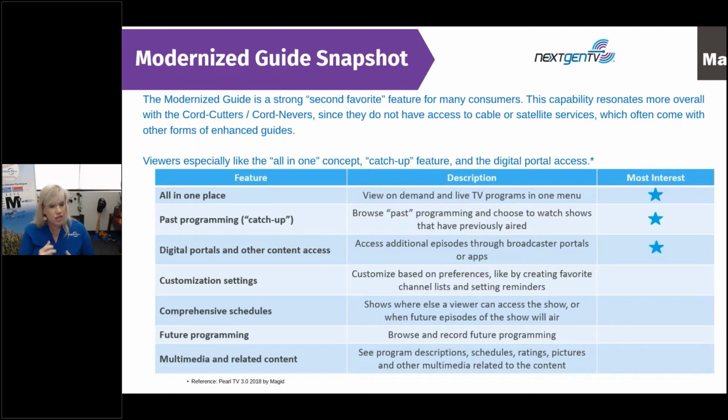Wouldn't that be great if you could click and you're like, oh, I can watch this now live, or I could watch it tomorrow on VOD because I'm too busy, or vice versa. It's airing tomorrow, but I can watch it now on my television. The other one is browse past programming, choose to watch shows that have previously aired. So the catch-up, kind of the DVR.